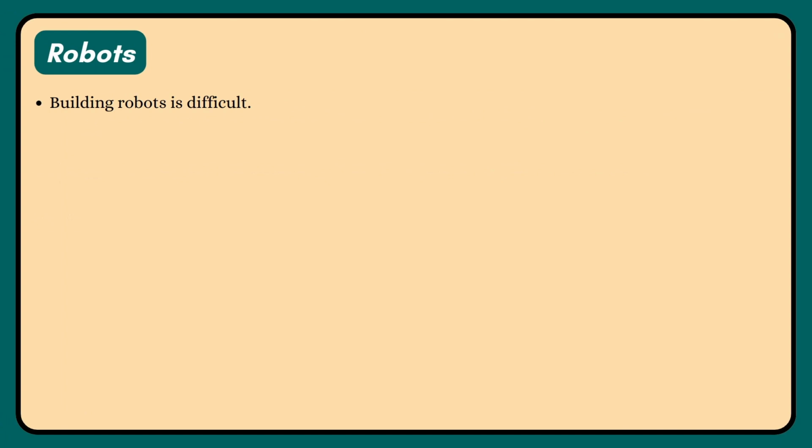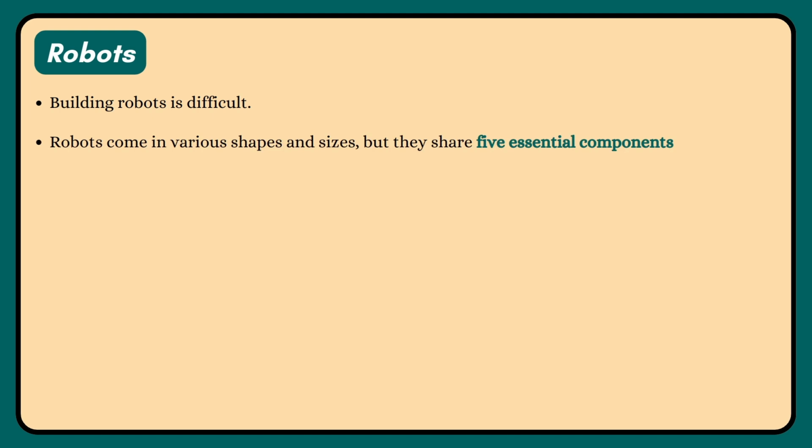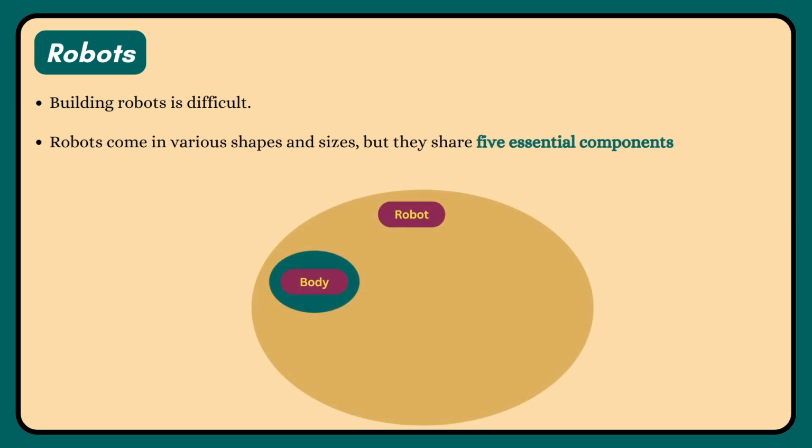Now the robots are difficult to build because they have a lot of components all together and all of those components have to work together to make the robot work. Now the robots come in various shapes and sizes, but they share 5 essential components. They are: first is the body, that is the external body of the system, that is the skeleton of the robot.